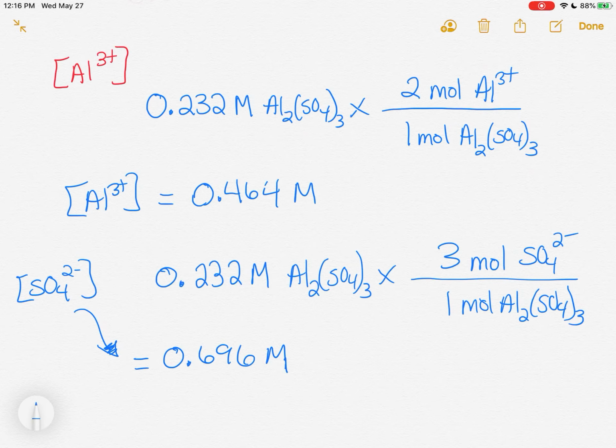Okay, now there is lots of practice for solution stoichiometry. Make sure that you are doing the practice. Check your answer key before you work on the check-in for solution stoichiometry.